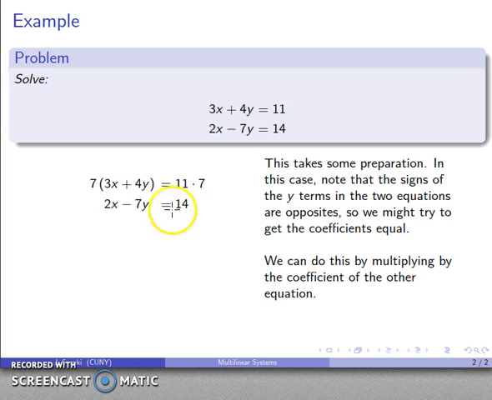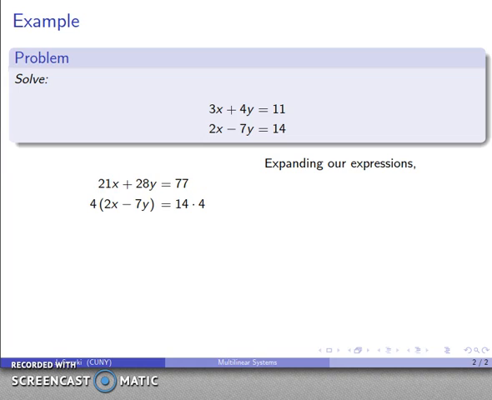Well, if I then multiply this second equation by the coefficient in the other equation, so that's going to be 4, then what I'll end up with in this equation, 4 times 7 subtracted, that's 4 times 7, that's 28, that's minus 28, and I'll have a plus 28 up here, I'll have a minus 28 down here, and when I add, those two will cancel each other out. So I'll expand my expressions, and I'll expand my other expression, 4 times 2x minus 7y, and now I'm ready to add the two equations.